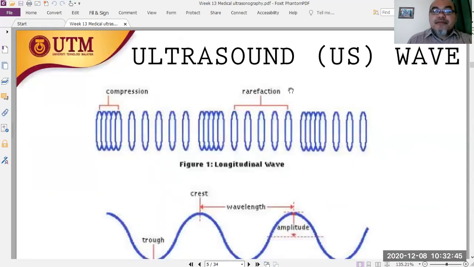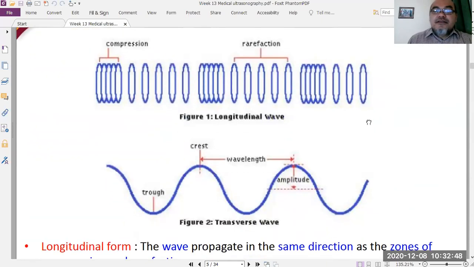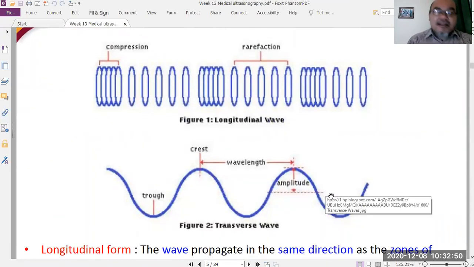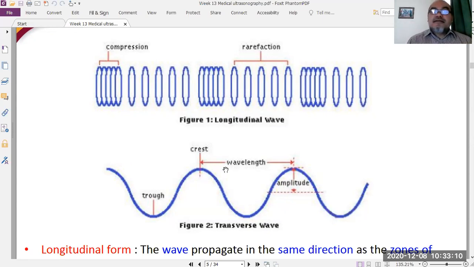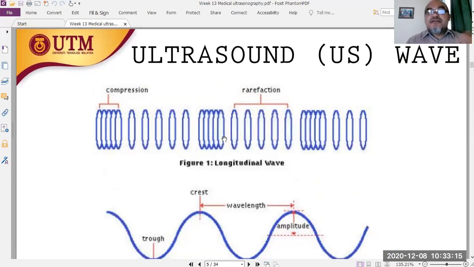So this is how it looks. This is a longitudinal wave. And now the transverse wave, the perpendicular wave. Electromagnetic waves, like light and X-rays, are transverse waves. The oscillation of the electric or magnetic field is perpendicular to the propagation direction. Acoustic waves, on the other hand, like ultrasound, are longitudinal waves, so the oscillation is in the same direction as the propagation.